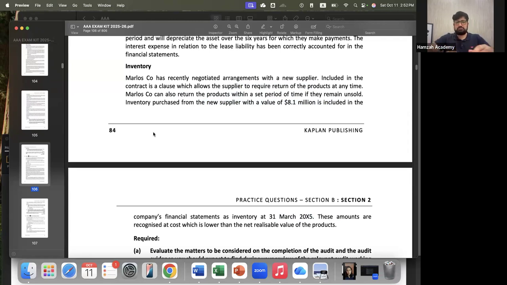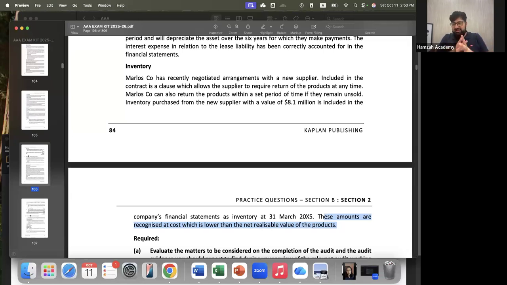Now the point is, cost is lower than NRV, so it is rightly recorded. So what is the issue? First of all, materiality. You must not forget the format MTI: materiality, treatment, applied to scenario, impact. So first of all, 8.1 million is material, higher than the overall materiality level, which is 1.1 million here.